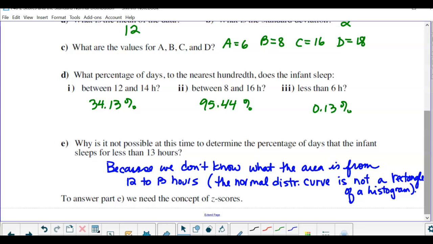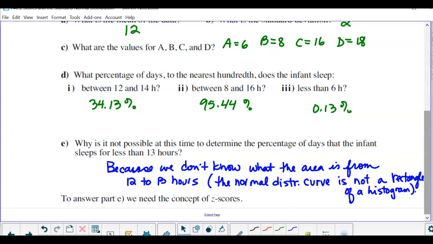Now, we're going to learn about z-score. It says to answer part E, we need the concept of z-scores. You don't have to have the concept of z-scores, but we need to learn about them for other problems, so we're doing that next. And now our calculators will do either method, with z-scores or without. So we'll go through that as well. Okay?